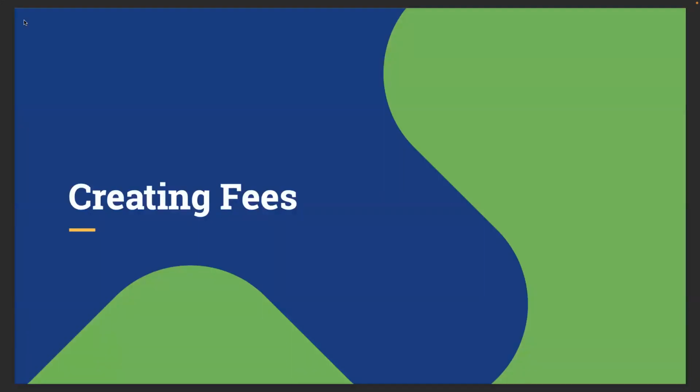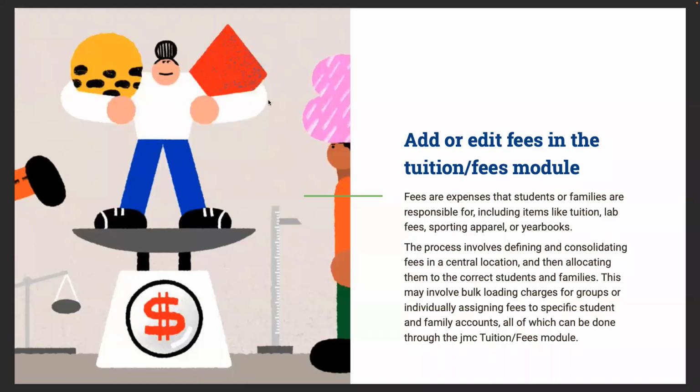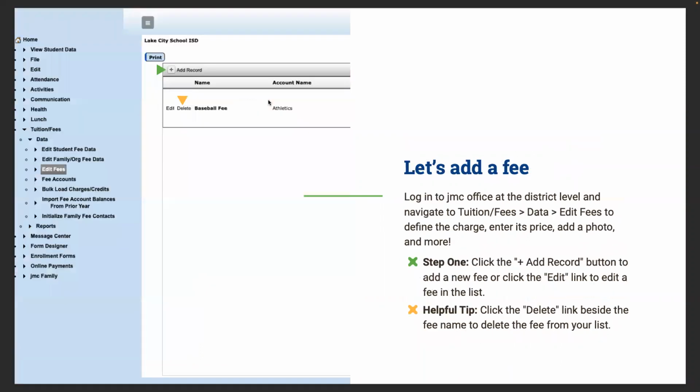Now creating fees. We'll talk about how to create those fees under those fee accounts. Fees are expenses that students or families are responsible for, including items like tuition, lab fees, sporting apparel, or yearbooks. The process involves defining and consolidating fees in a central location and then allocating them to the correct students and families. This may involve bulk loading charges for groups or individually assigning fees to specific student and family accounts, all of which can be done through the JMC tuition and fees module.